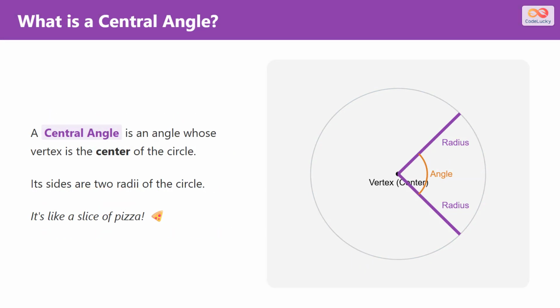So, what is a central angle? It is quite simple. A central angle is an angle where the vertex, or the pointy part, sits exactly at the center of the circle. The sides of this angle are made up of two radii. Think of it like a slice of pizza originating from the center.